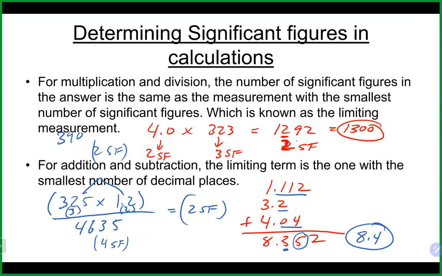Question? Yeah. You wouldn't round up in the case on the right there. If it happened to be that the smallest was 2, you would end at 8.35.